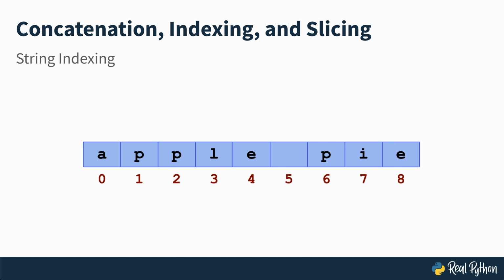Let's say you had the string apple pie with a space in between. That string is made up of 9 characters. The indexes start from 0 and go up to 8. So to access the first character, you would use index 0. Let's say you wanted the 5th character. Well, that would be index 4, and so forth. Let's try this out in the interactive window.